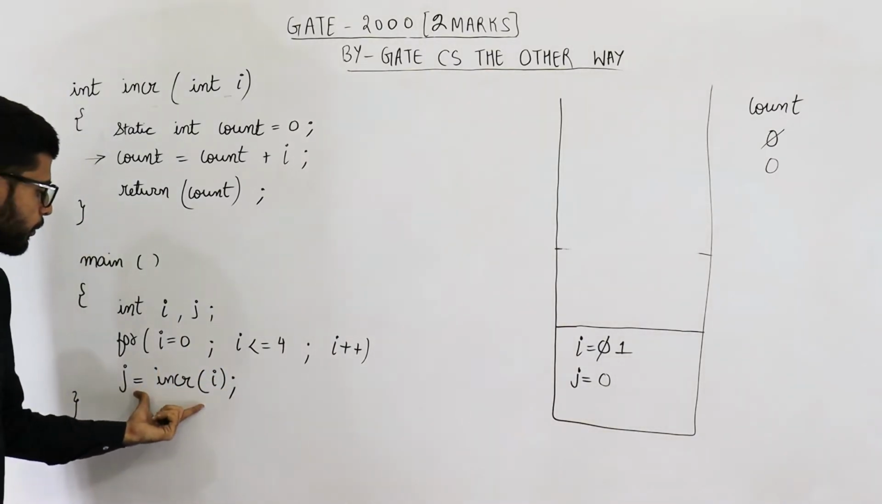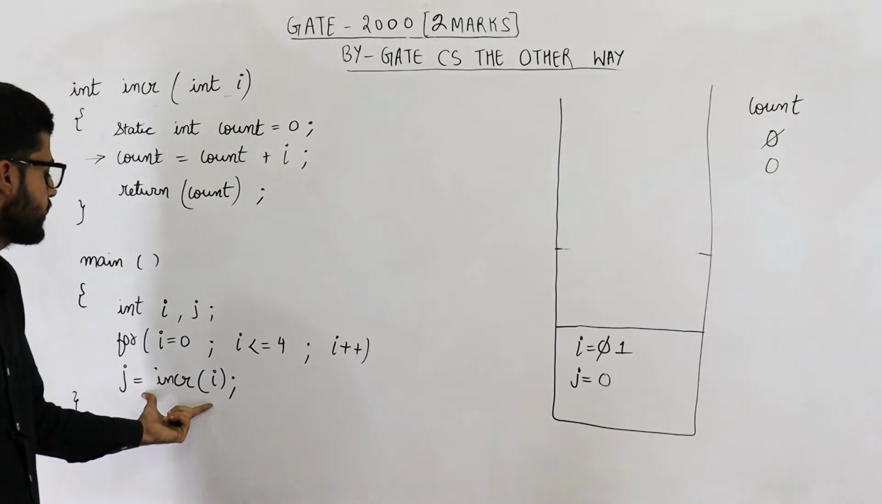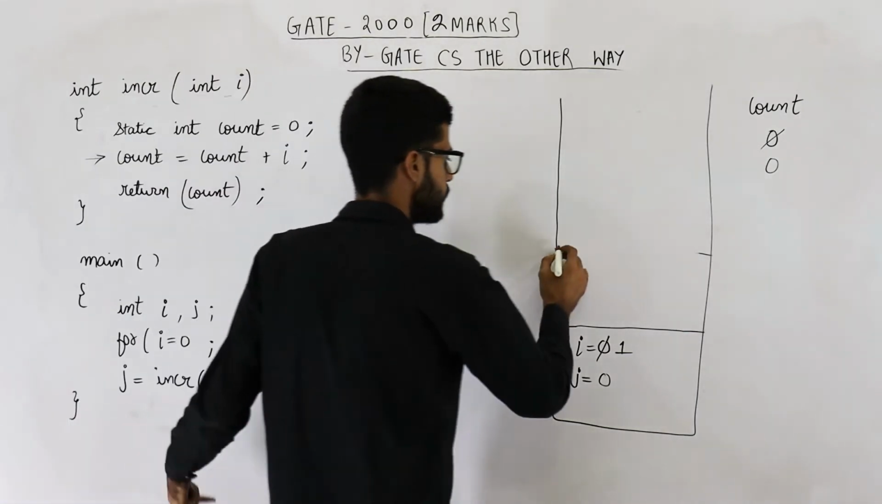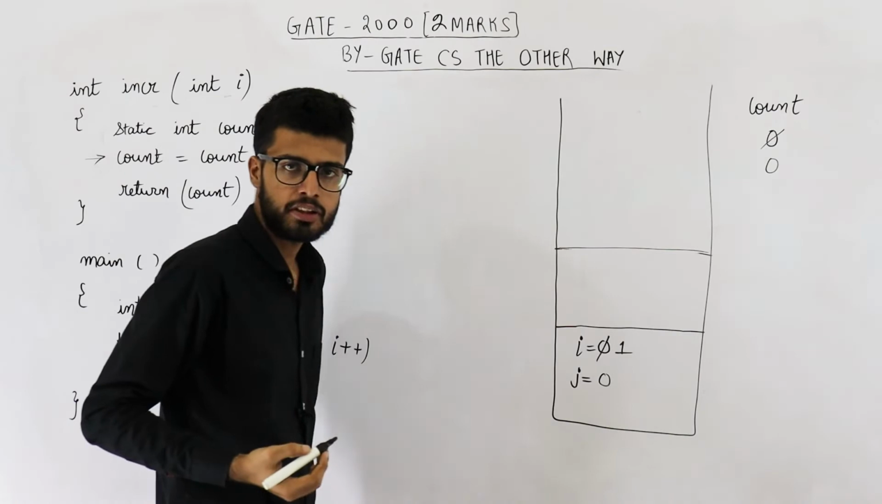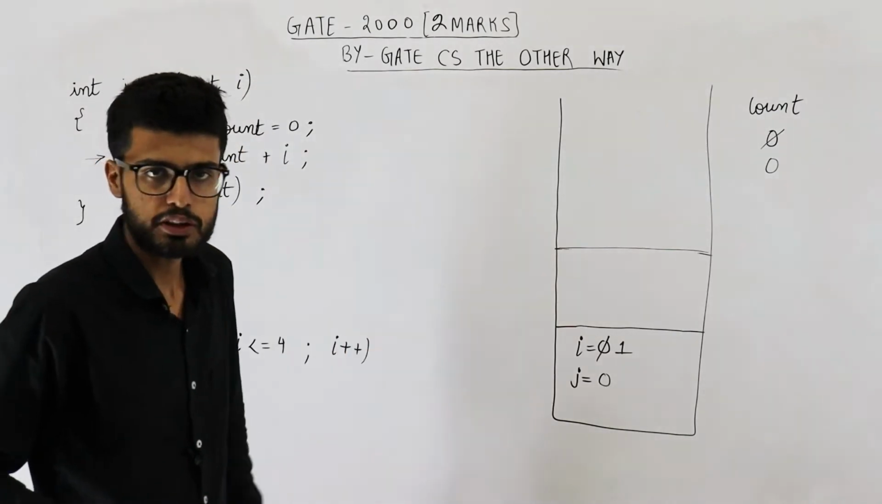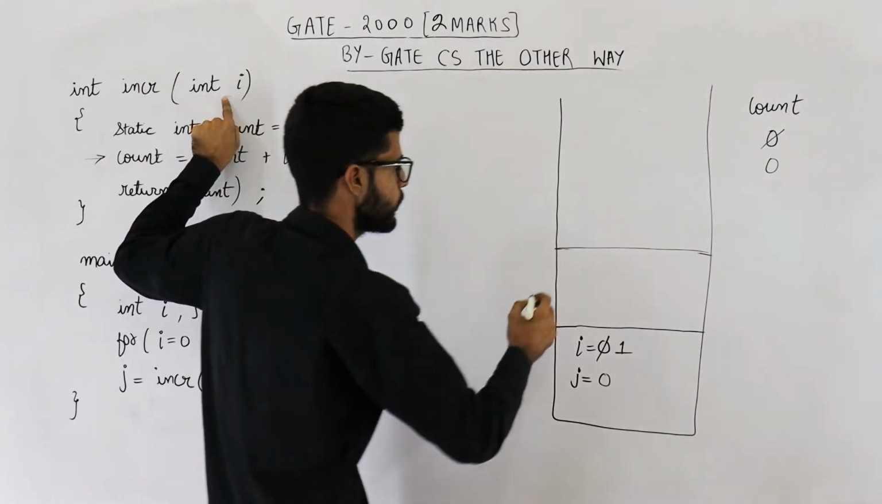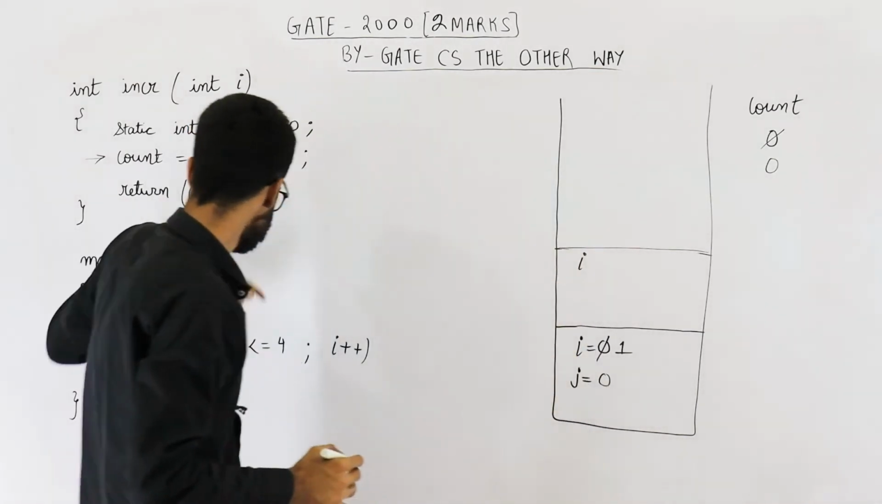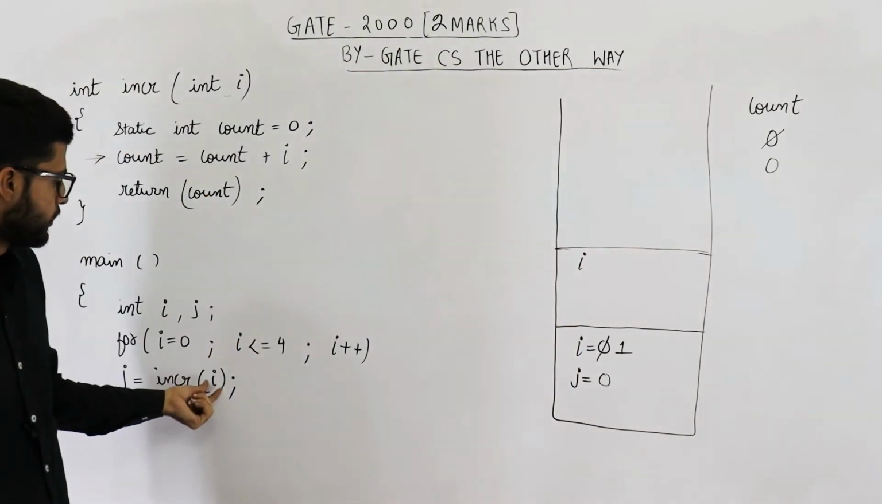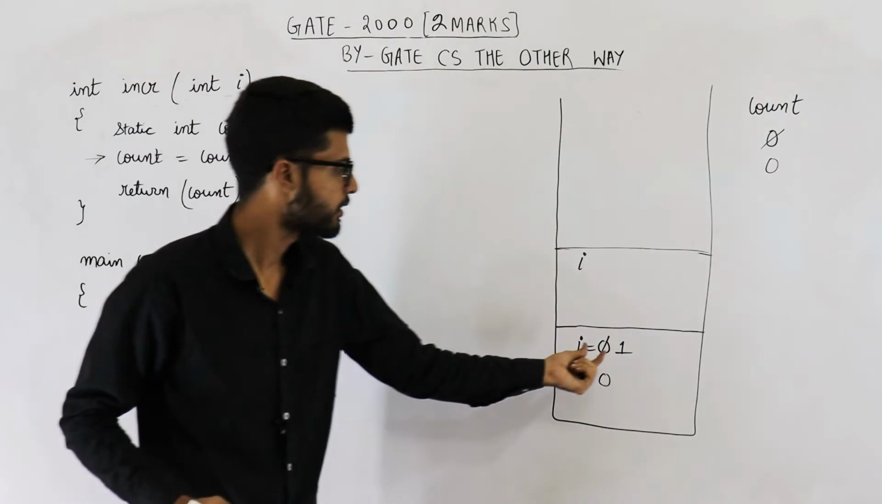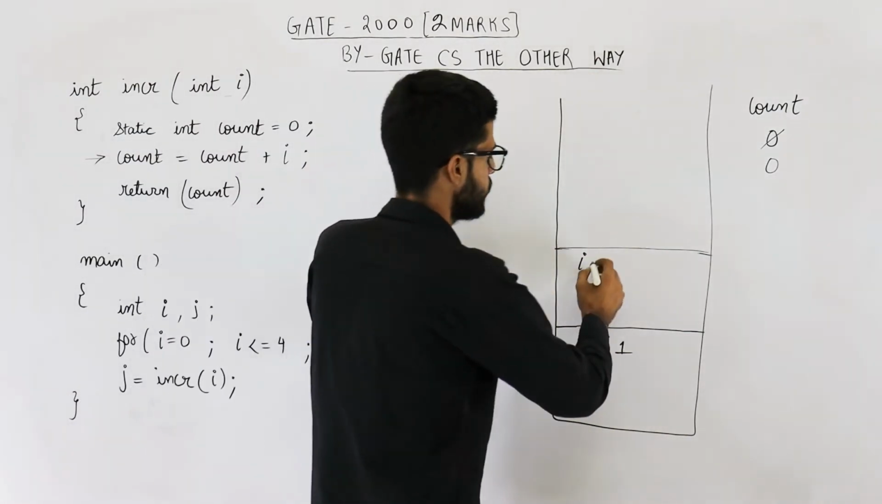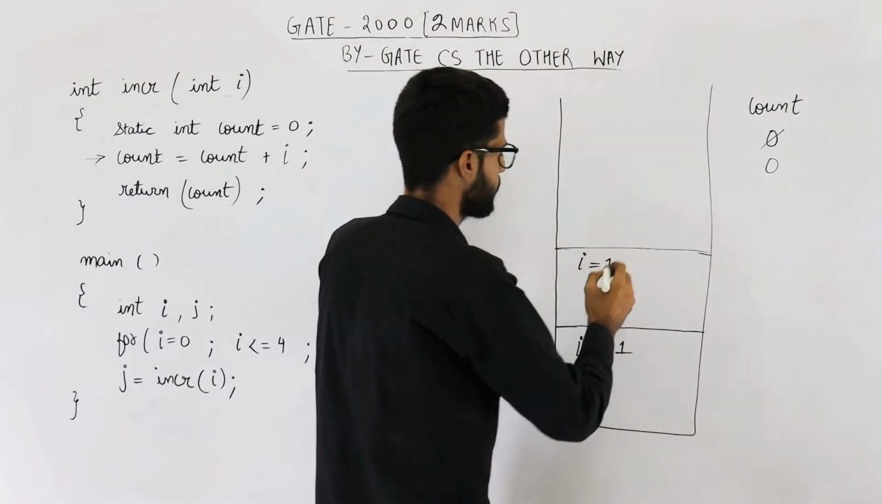Body of loop says j is equal to incr(i). That means again a function is called. So activation record will be pushed corresponding to the new function call. Inside this function, there is a local variable i. To this i, we are passing this i. That means this time 1 will be passed. So this i is now 1.